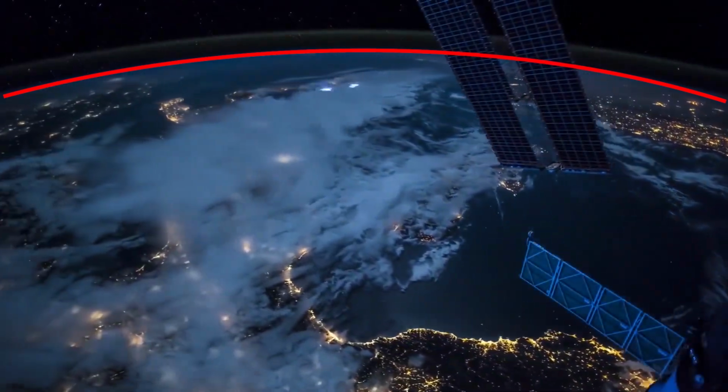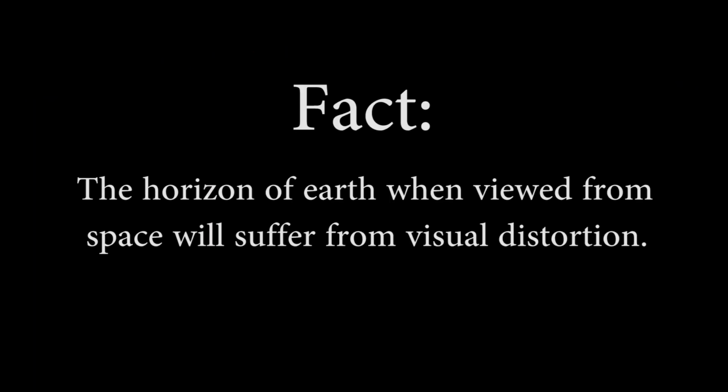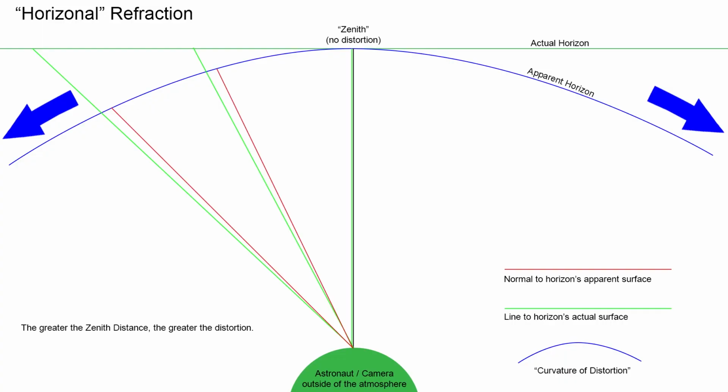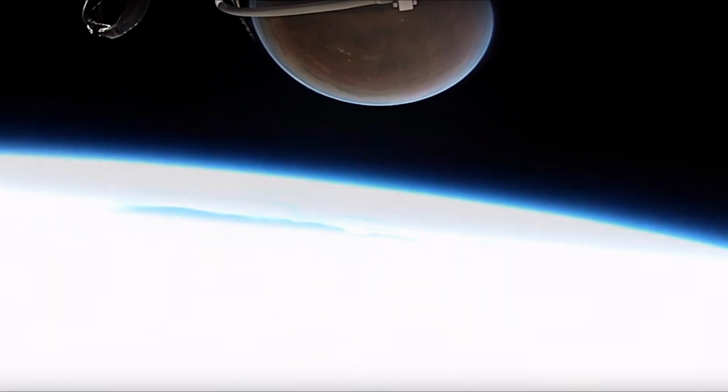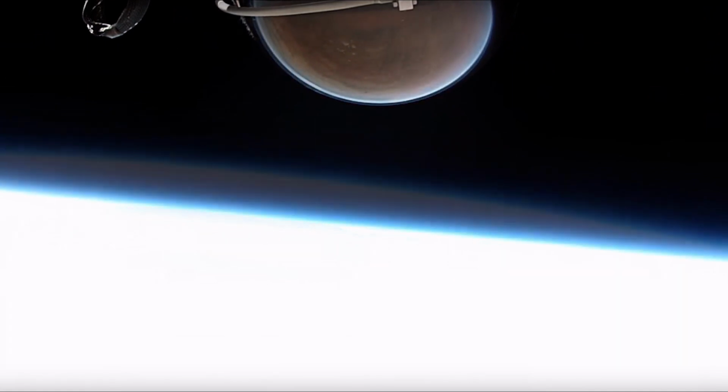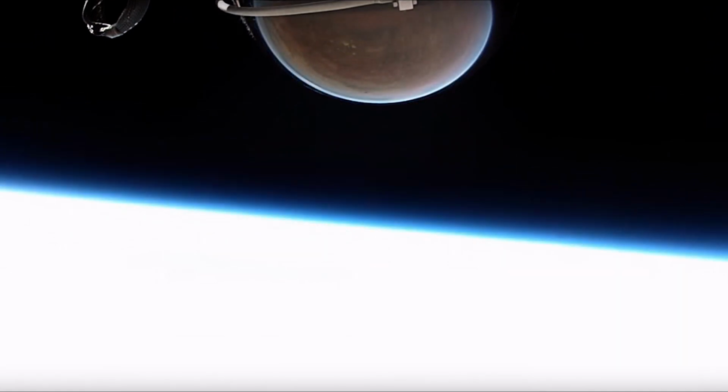Our research has led to a single truth. The horizon of Earth, when viewed from space, will suffer from visual distortion. The actual horizon and the apparent or visible horizon are not the same. A mathematical formula must be used to correct the distortion caused by the atmosphere so we know the true shape of the horizon line.